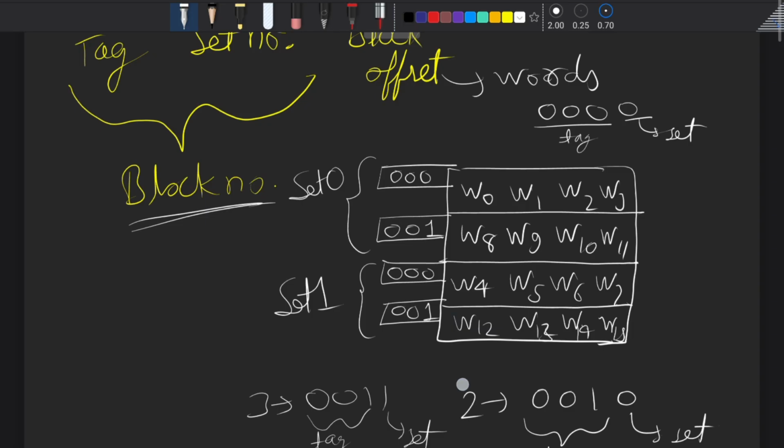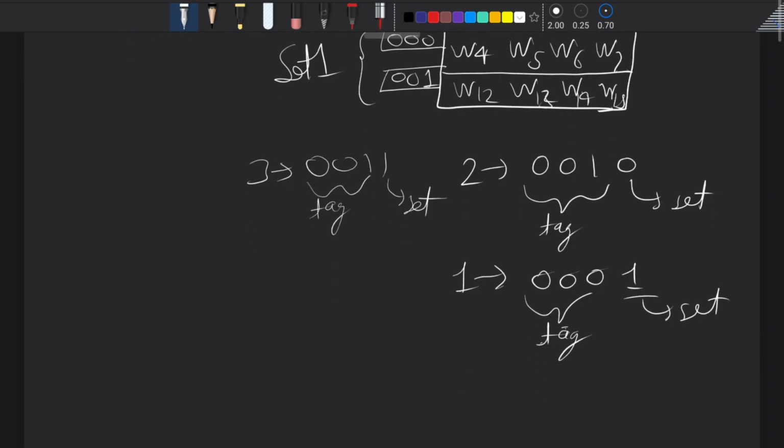Now let us assume that the CPU looks for physical address 001011. So first we will be dividing it in 3 parts.